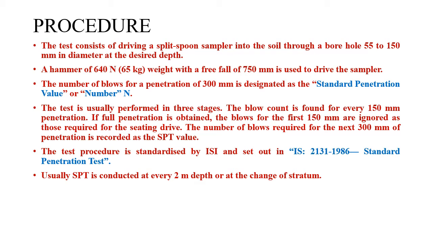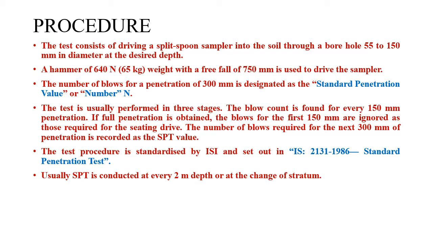Now the first 150 mm penetration is over. Now again you penetrate the sampler a further 150 mm. How much has it covered? 300 mm. For this next 150 mm also, you have to count the number of hammer blows required. Then again you go for the third 150 mm penetration, and count the number of blows required to penetrate the third 150 mm into the soil. As I said, the first 150 mm will be ignored because that will be considered as the number of blows required for the seating drive.